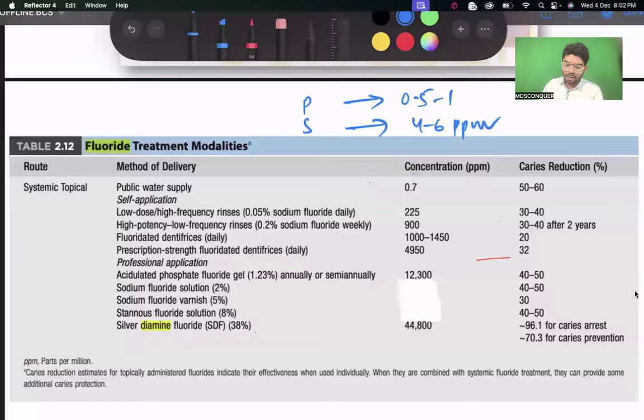And the next one I want you to focus on is the amount of fluoride in dentifrice. Soben Peter is telling around 900 to 1000. You can go with this value also, 1000 to 1500, 1000 to 1450.